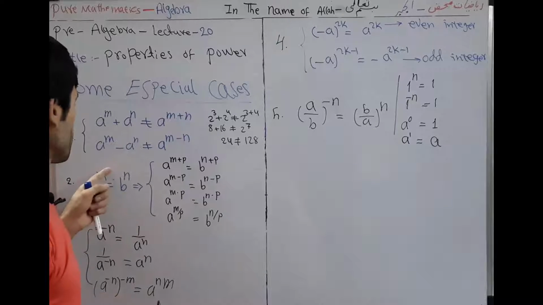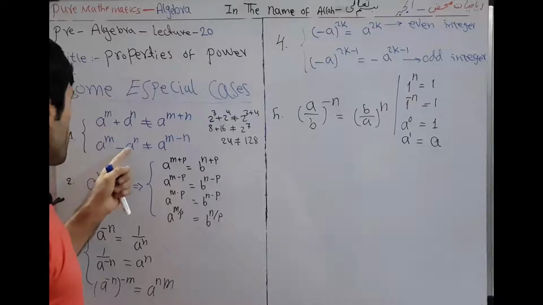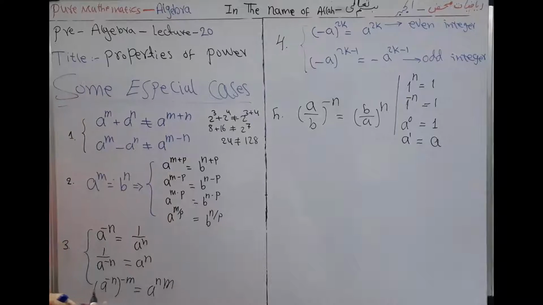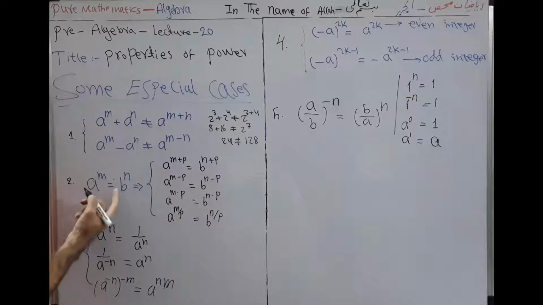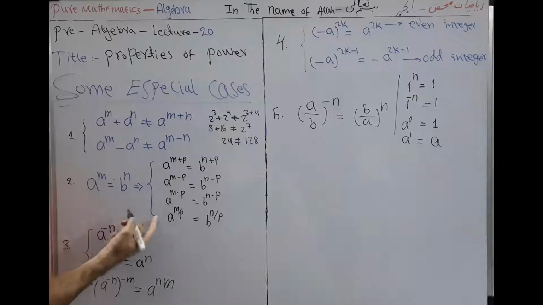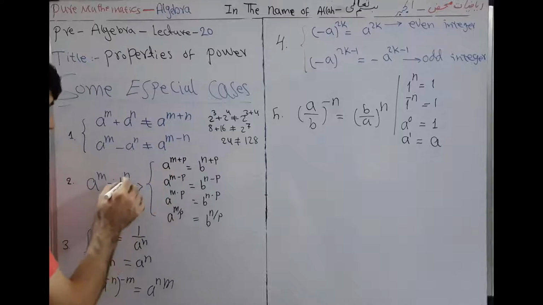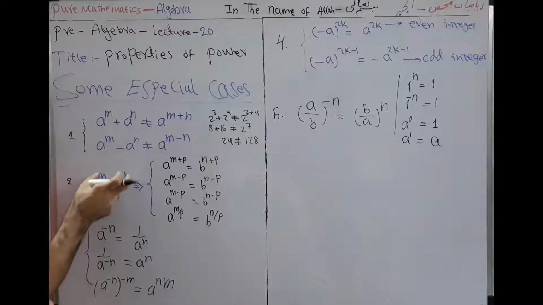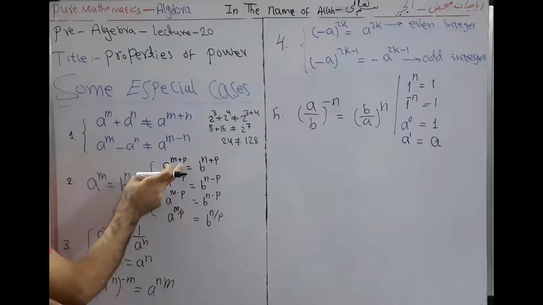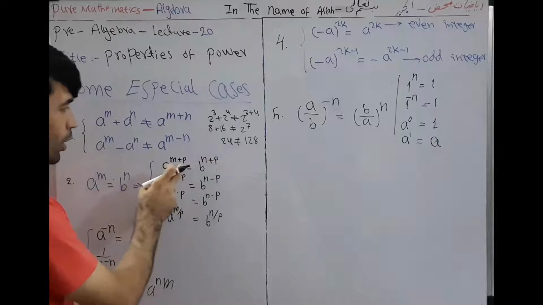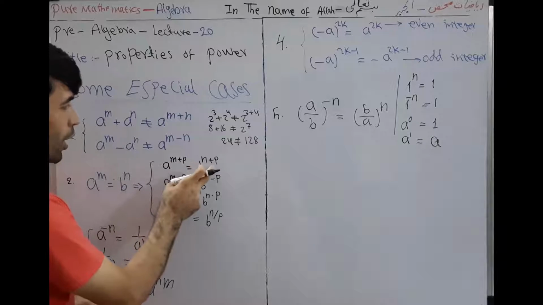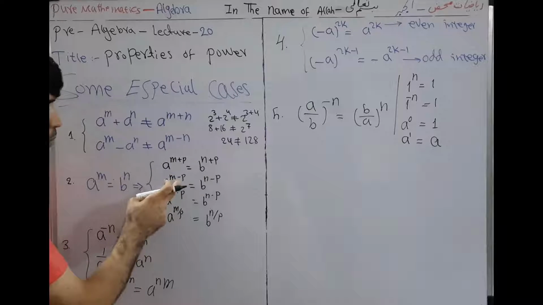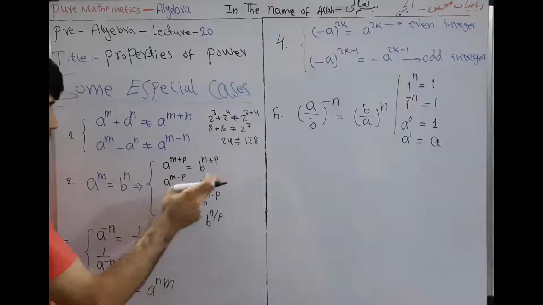It is also the same in subtraction. a to the power m minus a to the power n is not equal to a to the power m minus n. They are different. Here, if we have a to the power m equal to b to the power n, then we can add a number p in the exponent on both sides: m plus p, n plus p. Or we can subtract a number p from the exponent: m minus p, n minus p.